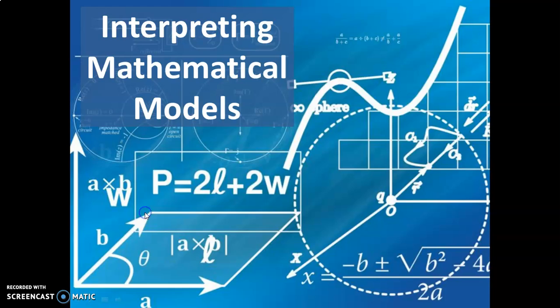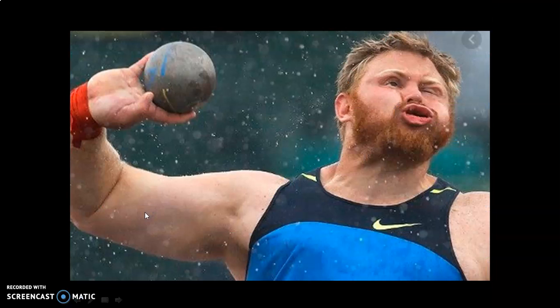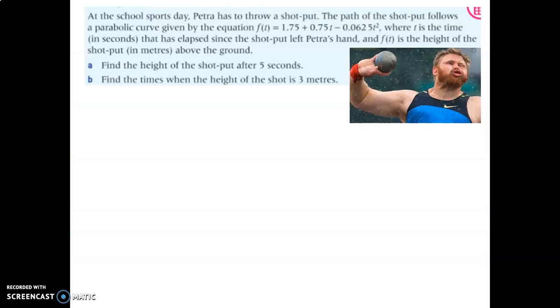Let's begin with a problem about this great sport, the great sport of shot put. So here's our situation. At a school sports day, Petra has to throw a shot put. The path of the shot put follows a parabolic curve given by this equation.